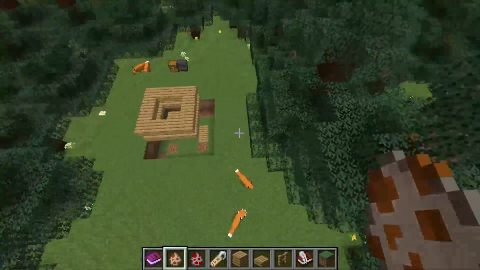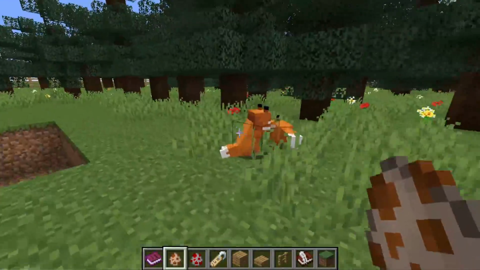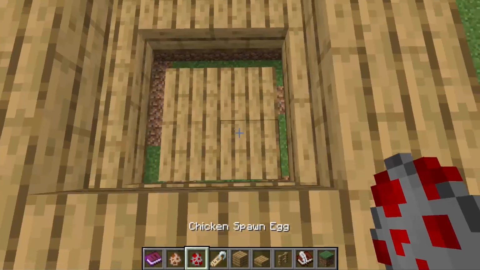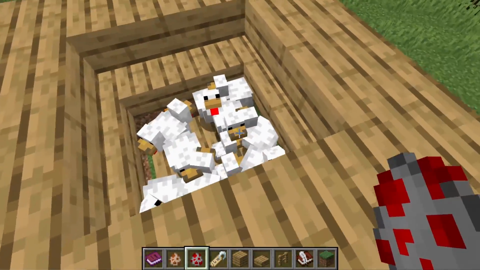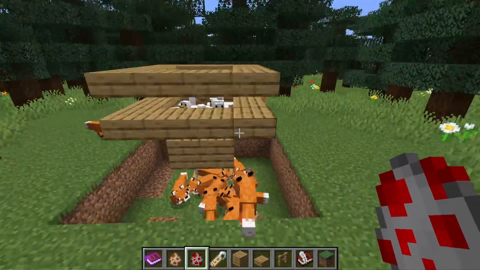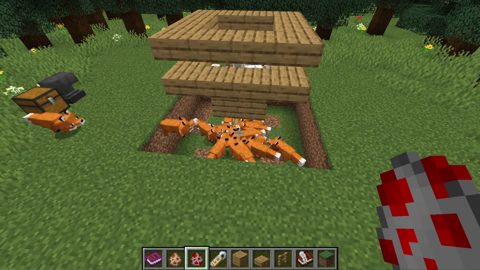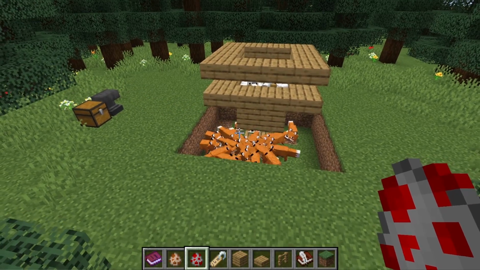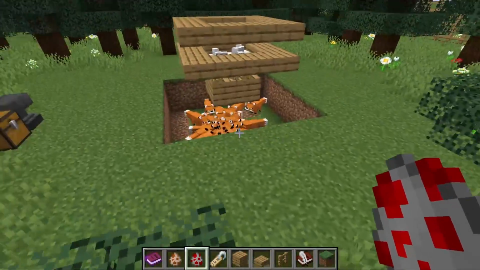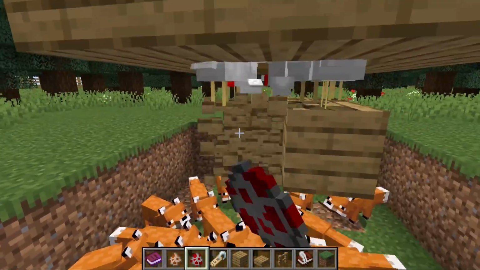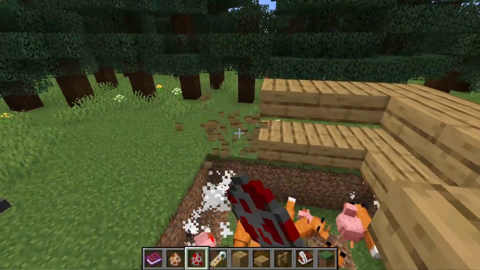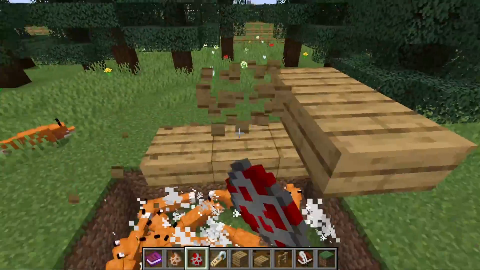After you've spawned in your desired amount of foxes, now it's time for the trap. So place your chickens inside the trap. They won't get out and the foxes won't get in. They're going to jump inside the trap. With this amount of foxes, you usually wait about 20 seconds, I guess. But we already got a lot of foxes, so we're just going to go ahead and dismantle the trap.